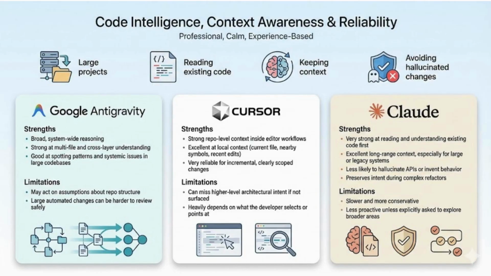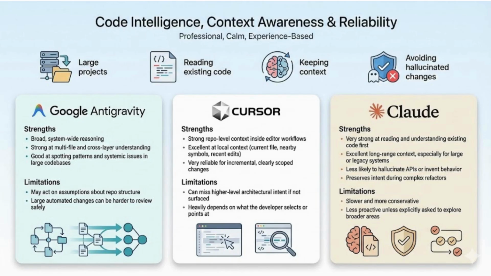The next important point is reading the existing code. Good AI coding tools should understand what the code is trying to do, not just rewrite it blindly. Cursor tends to feel comfortable with questions like, what does this function do? Rewrite this without changing behavior. It is designed around working with existing code. Antigravity, on the other hand, may be better for higher level analysis like, what is the cleanest approach for this feature? What is the best pattern for this system? So Cursor leans into code-based interaction while Antigravity leans into broader reasoning.